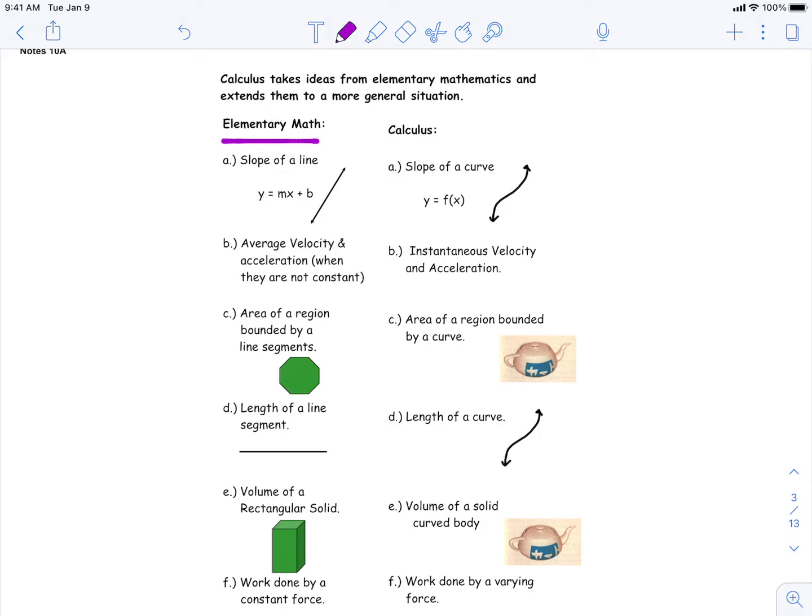The slope of a line looks like this, y equals mx plus b. Average velocity or acceleration, when they are not constant, you can find the area of a region bounded by line segments. Find the length of a line segment, the volume of a rectangular solid, work done by constant force.